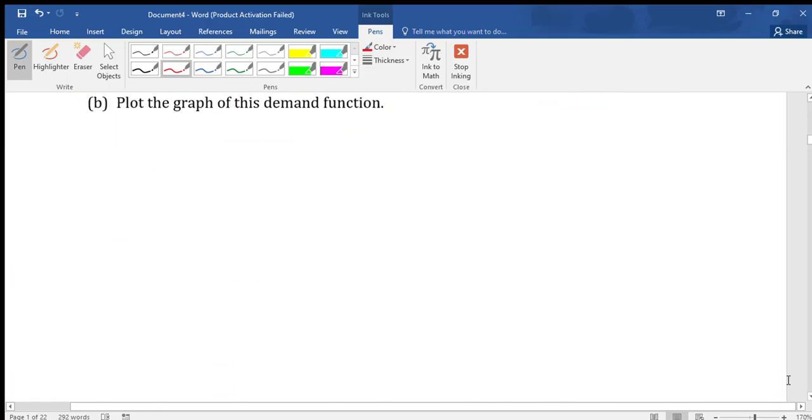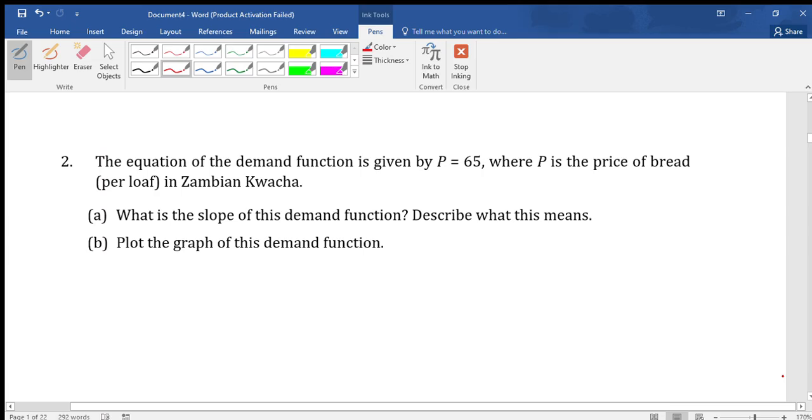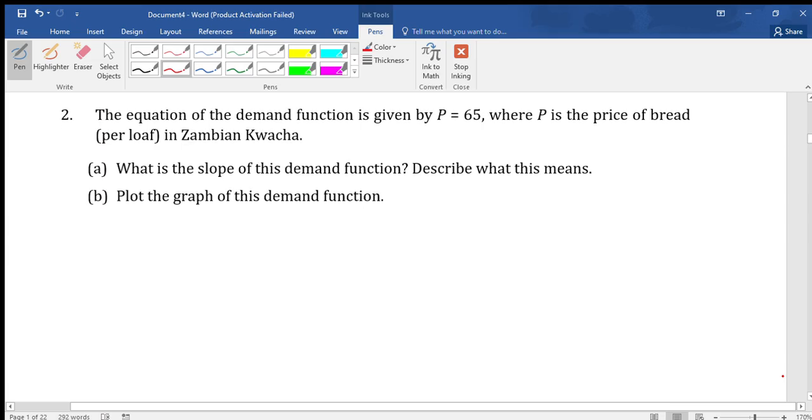Now let's go to the second question, which is this one. This is another simple question which we have to understand there. This one says the equation of the demand function is given by P equals 65, where P is the price of bread per loaf in Zambian kwacha. What is the slope of this demand function? And describe what this means.